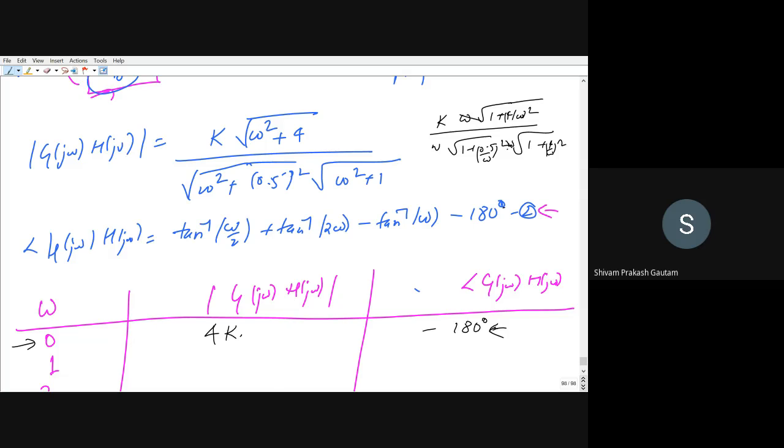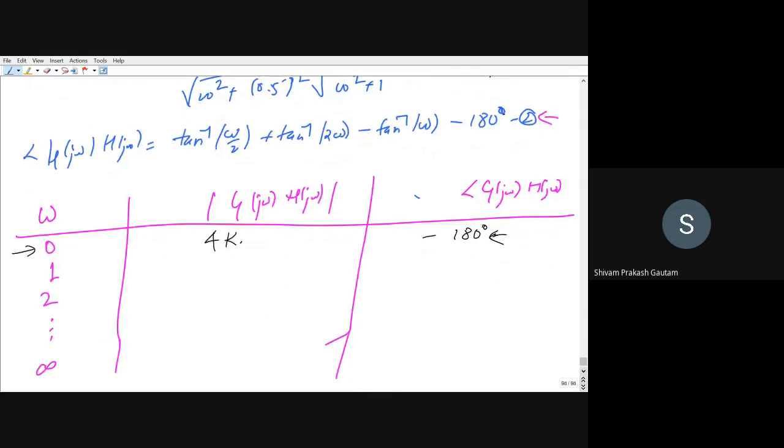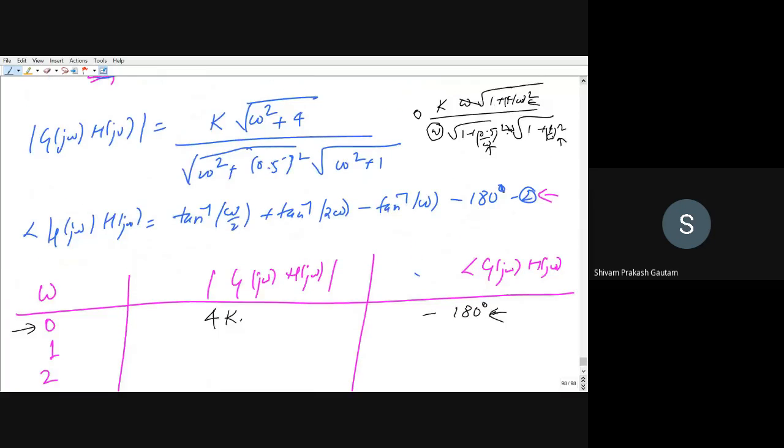And if you now put omega equal to infinity, this term will become 0, this term will become 0, this term will become 0. But due to this omega, the whole magnitude will become 0. If you put omega equal to infinity, what is the magnitude that we are getting? We are getting 0. Just check, and let me know if anyone has any doubt. Is it clear?